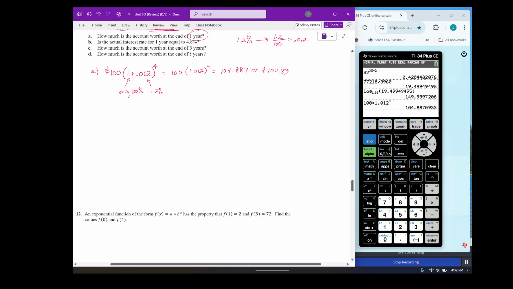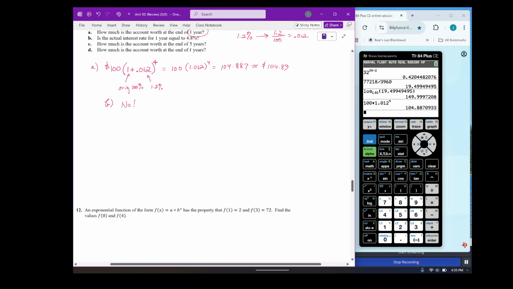What's the actual interest rate for 1 year? Is the actual interest rate for 1 year equal to 4.8%? No. In fact, you can figure out what the actual interest rate is. We deposited $100. At the end of the year, we had 104.89, right? So the actual interest rate is 4.89%, because that's how much we added to the 100. Now that's convenient because we started with 100, so the percentage is just whatever we tacked on.